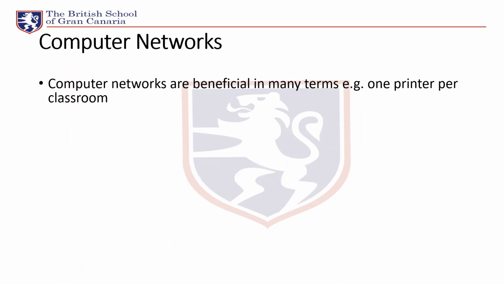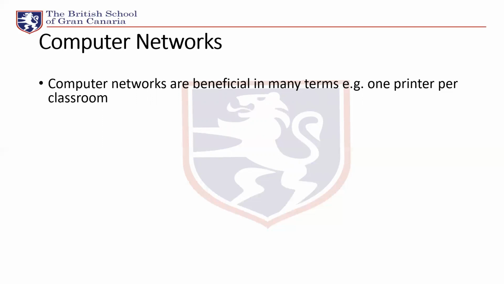So computer networks are beneficial in many, many terms. For example, we have in our school one IT room, and that one IT room has 26 computers. Now, because it's networked, we can have one printer in the classroom. If it wasn't networked, then it'd have to be 26 different printers for 26 different computers, okay, which obviously is very expensive and takes up a lot of space and really is a complete waste of time and a complete waste of money.